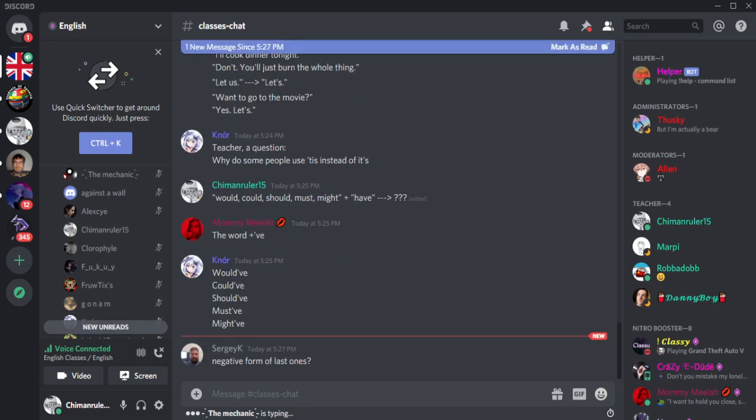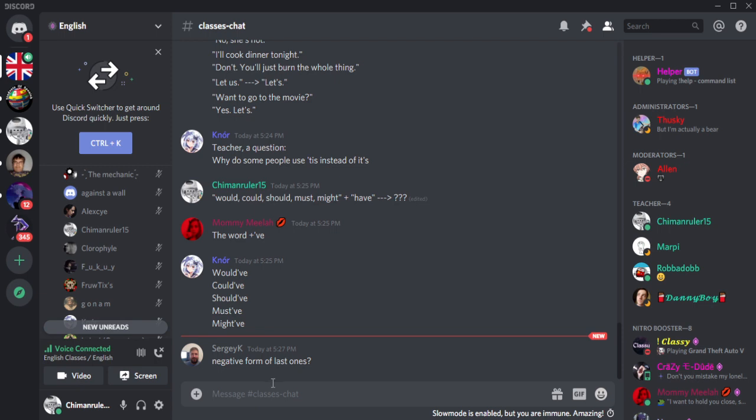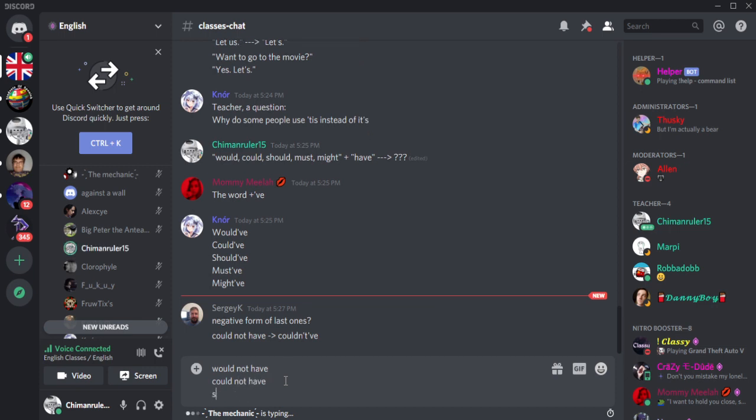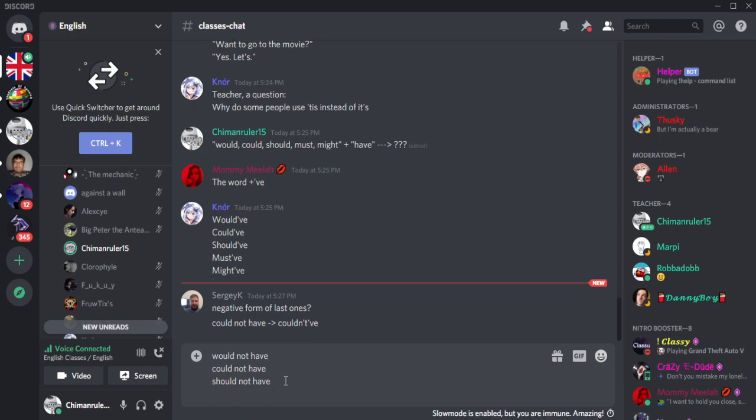So, the negative form of the last ones. With the negative form of the last ones, you don't use a contraction at all. You just separate the two words and put a not in between. So for example, it would be would not have, could not have, and should not have. Well, that contraction is possible, but it's not standard. It's really colloquial.